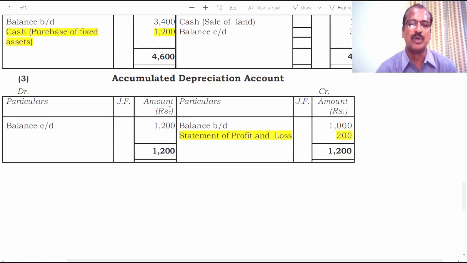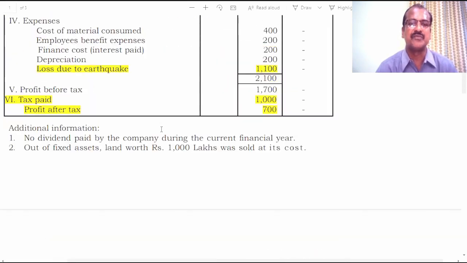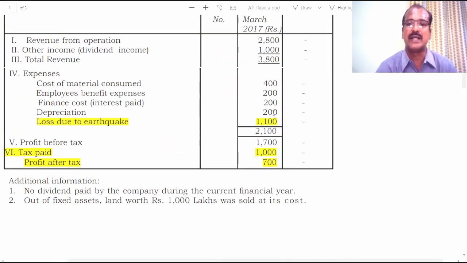Let's go through accumulated depreciation next. Accumulated depreciation on fixed assets being a credit account, the opening balance of the same has to be written in the credit side of its ledger account. That is why it is written in the credit side as balance brought down 1000 lakhs. Obviously, the closing balance of the account should be written in the opposite side 1200 lakhs. According to the statement of profit and loss, they have made a provision for depreciation amounted 200 lakhs this year on the fixed assets.